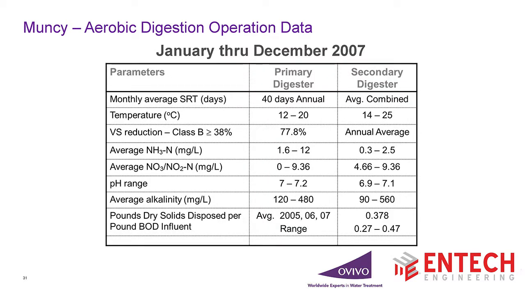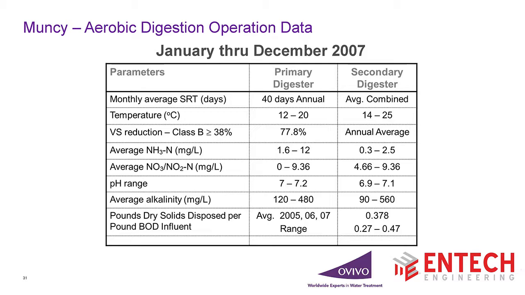We went back and took some more look at the data in January through December 07. Again, 40 days solids detention, little trouble meeting minimum temperature in the primary digester, but in spite of that, we were still getting 77.8% volatile solids reduction, very low total ammonia numbers, low total nitrogen, excellent pH range, and again, just by cycling blowers on and off.